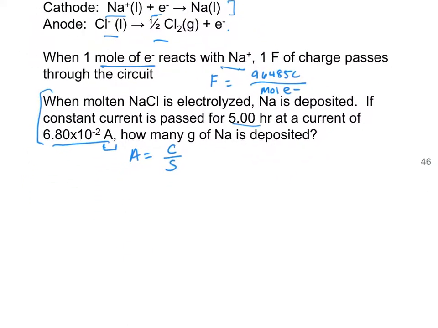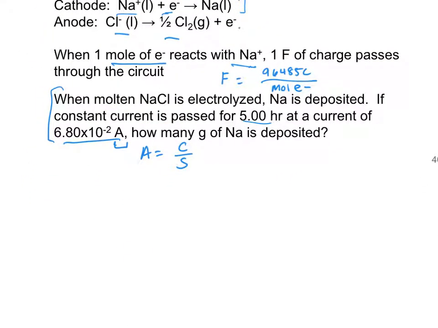Okay, so I'm going to walk you through this problem, and then I'm going to give you another example and have you guys work on that one yourselves. Sodium is deposited if constant current is passed for 5 hours. We know we have a length of time, and the current is 6.8 times 10 to the minus 2 amps or coulombs per second. We want to find grams of sodium.